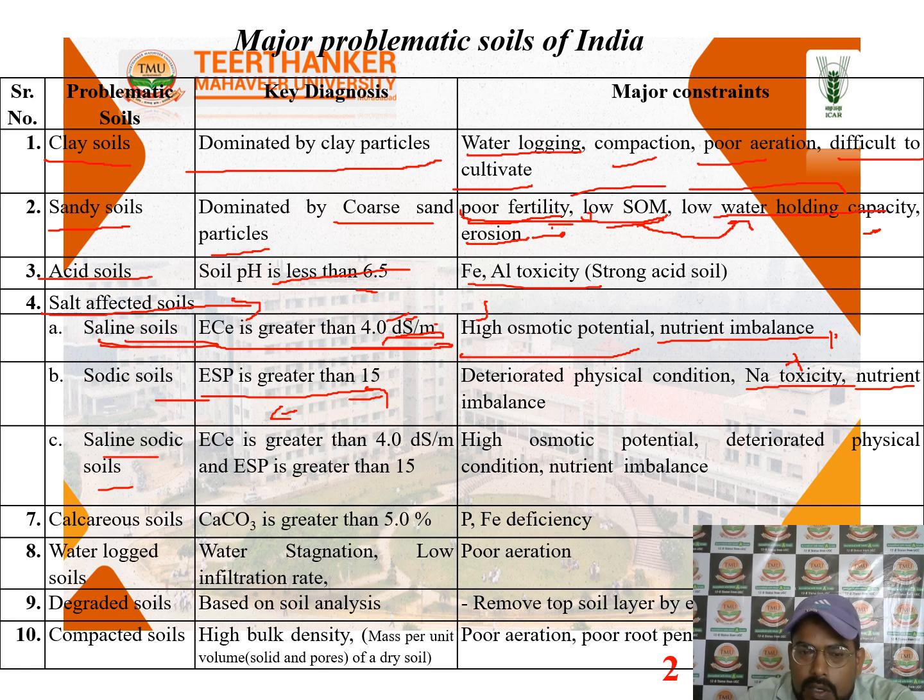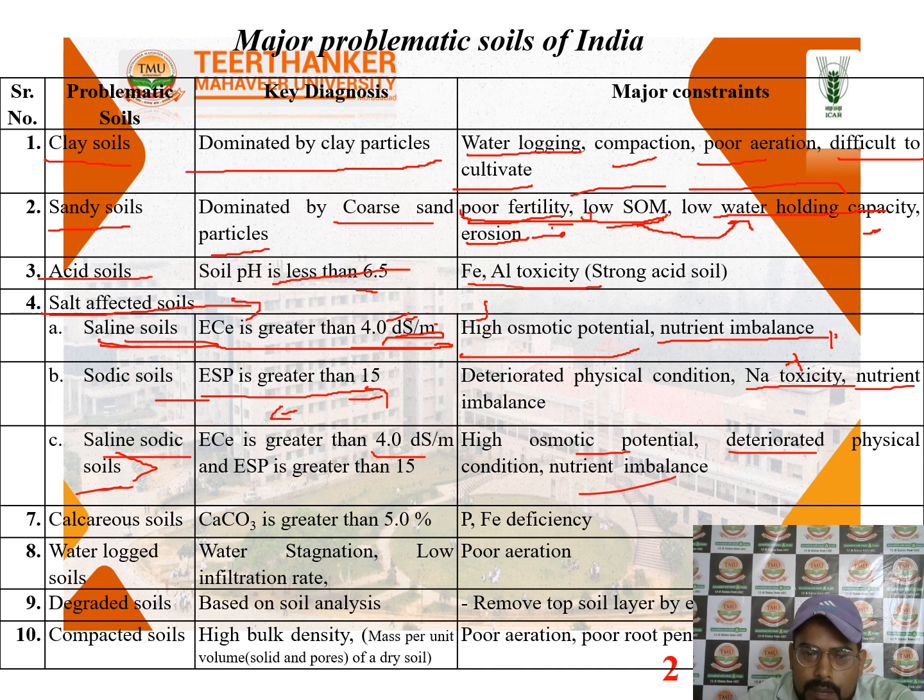Second is the saline sodium soil. These soils show both characters of the soils, like some part saline and some part alkali. So the electrical conductivity is greater than 4 dS/m in the upper surface, with a lower difference between the surface and subsurface. There are higher osmotic potentials, deteriorated physical condition, and nutrient imbalance.